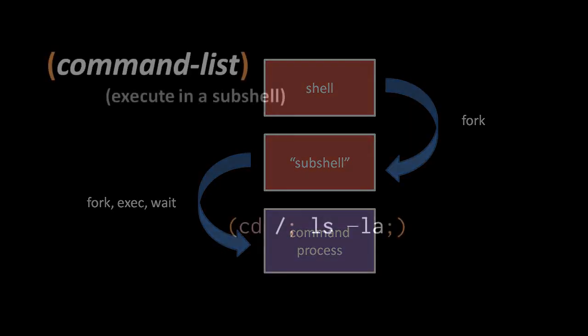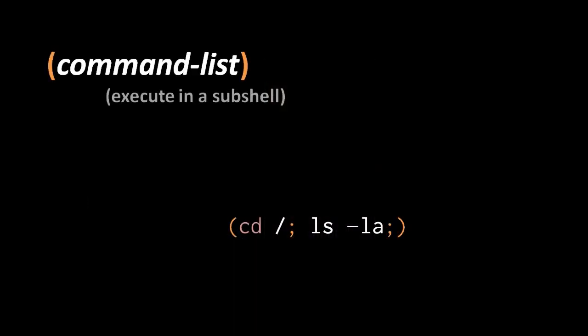For reasons which are at this point fairly obscure and I can't really explain here, you may wish to execute a command list in a subshell. And we can do this with what's considered an operator, a pair of parentheses. So here if I write this command list and put them in parentheses, that will execute not in the shell itself, but in a newly spawned subshell thereof.